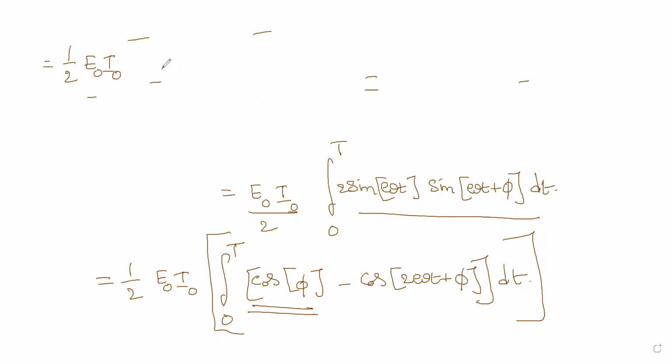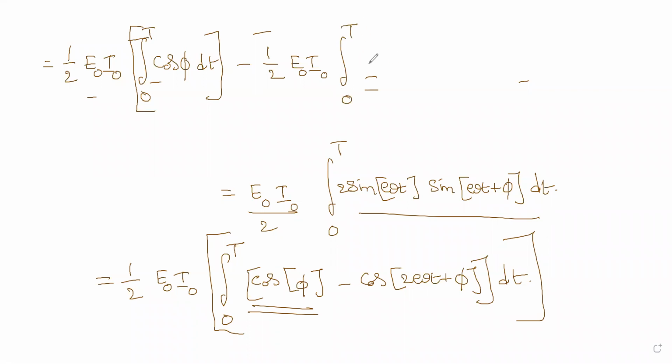So here I get the integral 0 to t cos phi dt as the first part, minus half E naught I naught integral 0 to t cos of 2 omega t plus phi dt. This is what I get. We have to evaluate this integral and this one separately. So we'll do that.